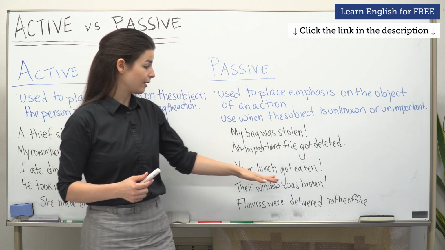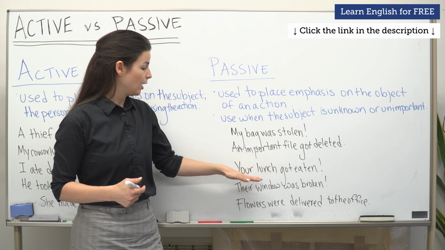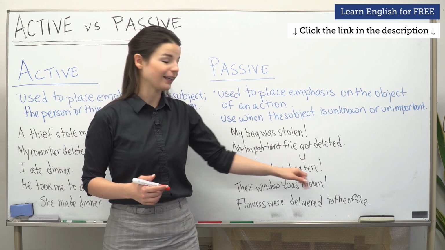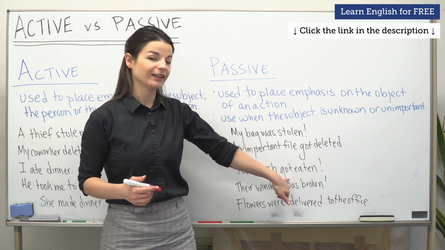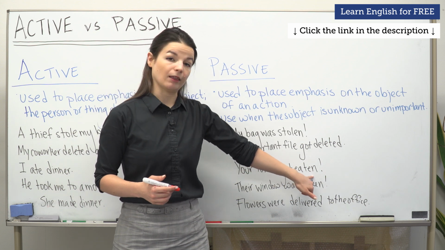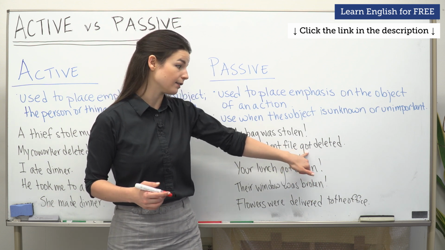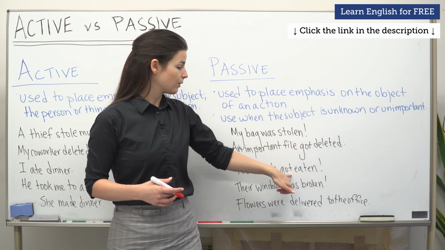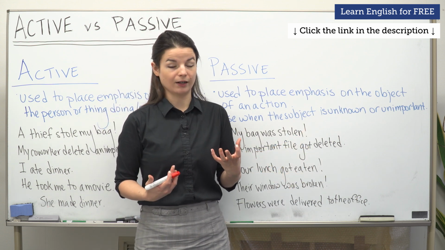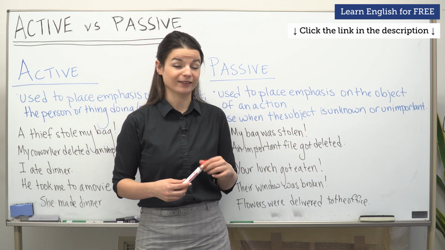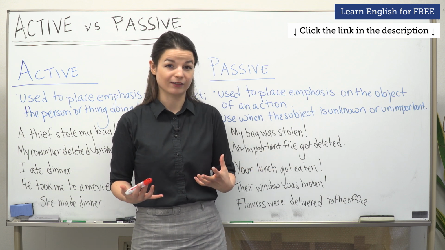Okay, let's look at a few more examples. So next one, your lunch got eaten. So again, I've used this got here, yeah? I've used got plus eaten, the past participle form of the verb. So as I talked about in this sentence, got deleted, we use got to show kind of a negative outcome, something we didn't want to happen necessarily. This is very common in passive voice.